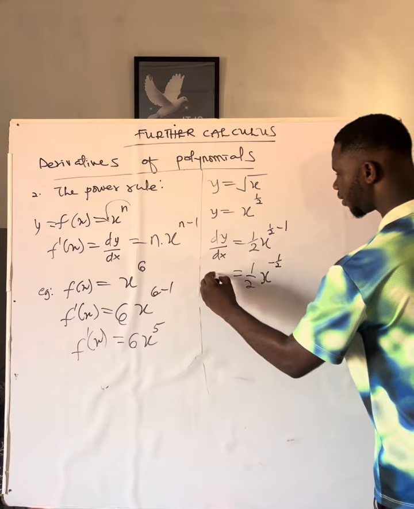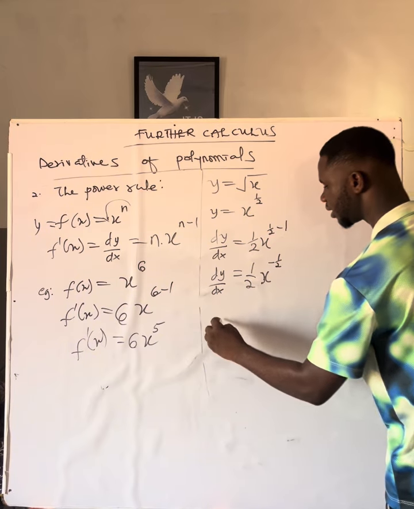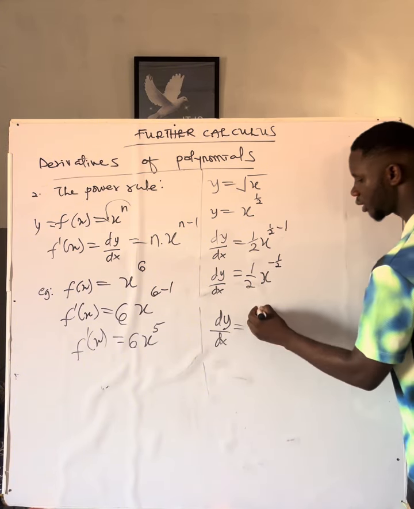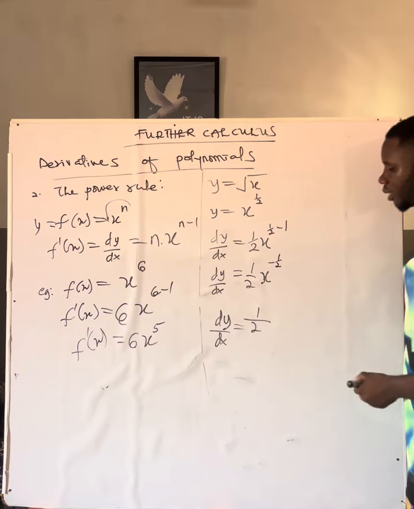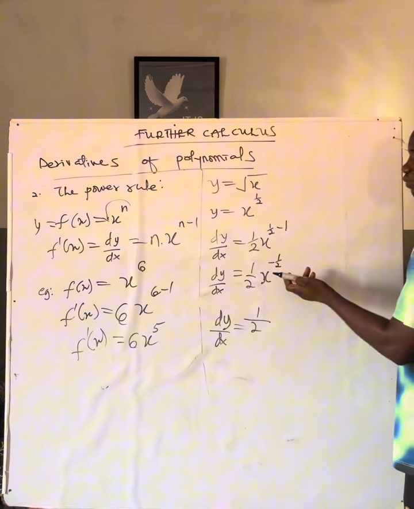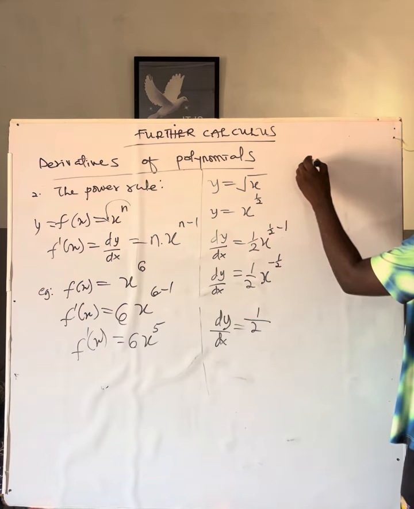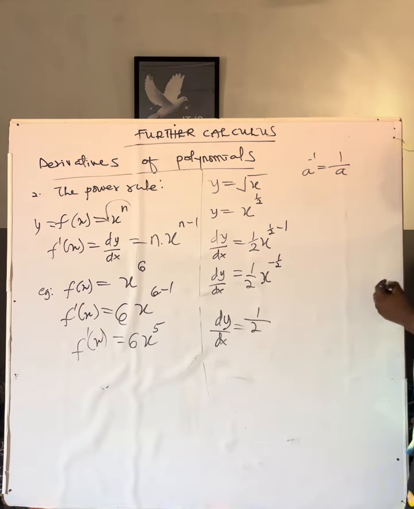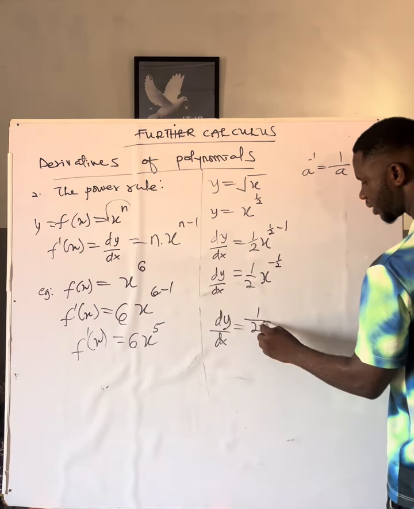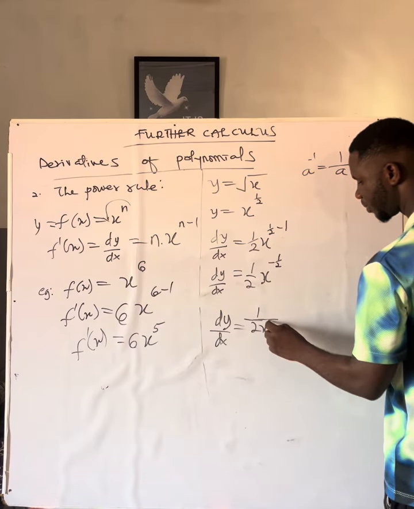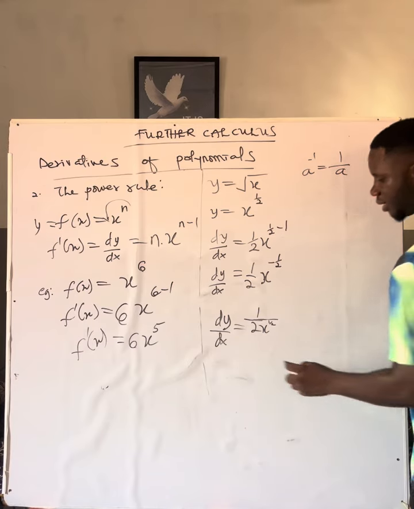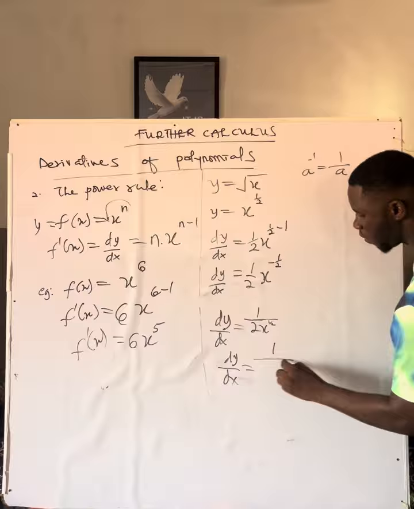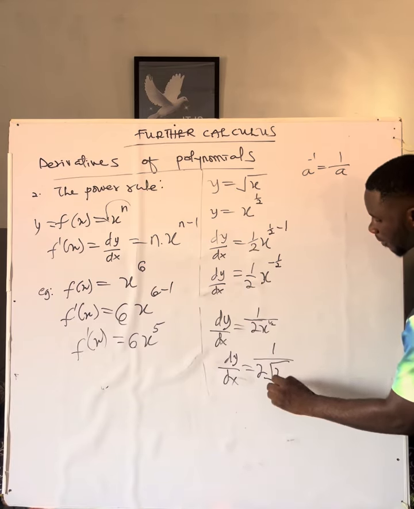Now let's write our dy dx here. Our dy over dx will be half. So from indices we know that if we have a negative exponent, we write it as 1 over a. So this one we can write as x exponent half, all over x exponent half over here. That will be dy over dx equals 1 over 2 root x.